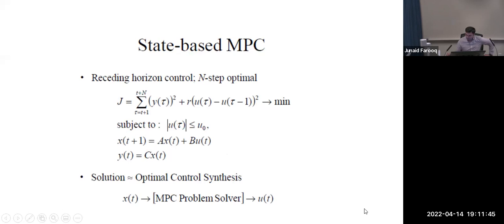So from here, basically u of t goes here, and then x of t plus 1 becomes x of t. Right, and then you go back again to the solver, find another u, go back, and so you keep iteratively generating the input u and controlling the system.